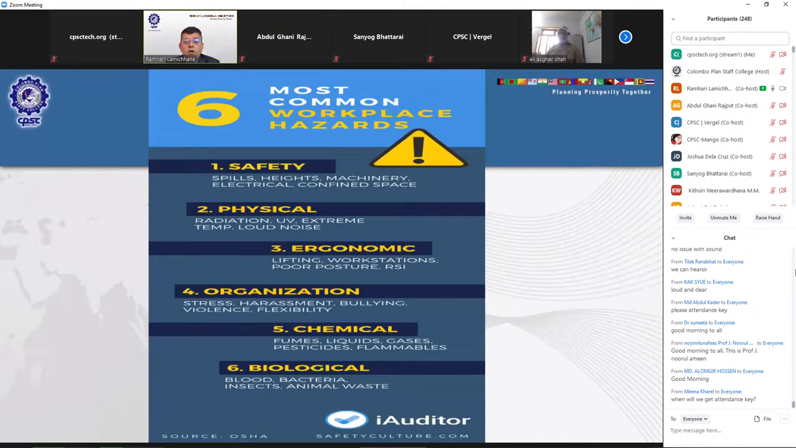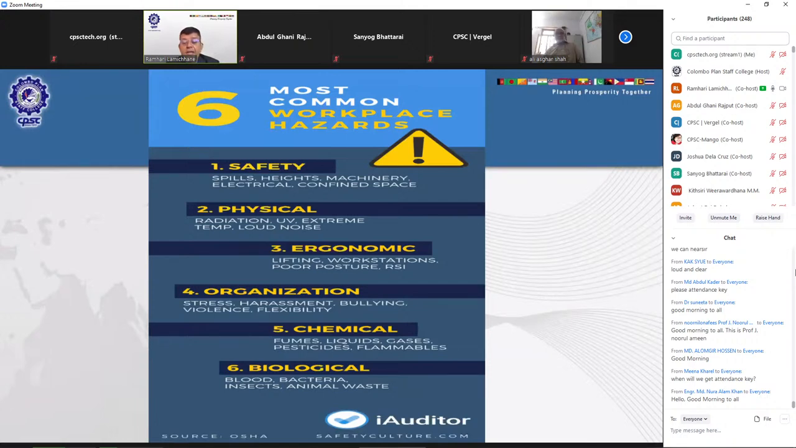Then the fourth one is organization related, like stress, harassment, bullying, violence, flexibility. To maintain occupational health and safety, we have to follow the rules and regulations strictly. If we do not care about that, and if we apply a flexible approach to the rules and regulations related to occupational health and safety, and there is no strict rule, an accident can happen. Similarly, with stress, we have to create a less stressful environment. There should not be any harassment, bullying or violence to the worker and to peers, from senior to junior, junior to senior, everywhere. So this is related to organization.